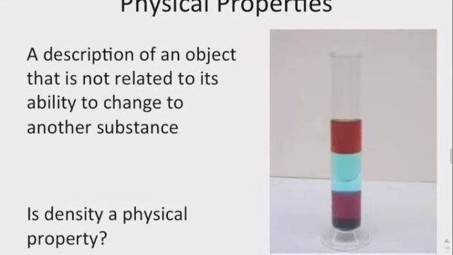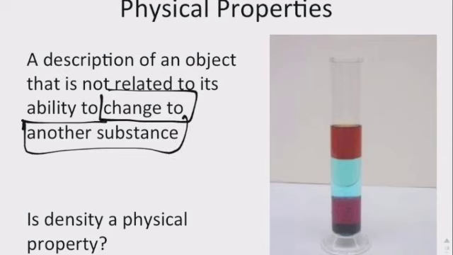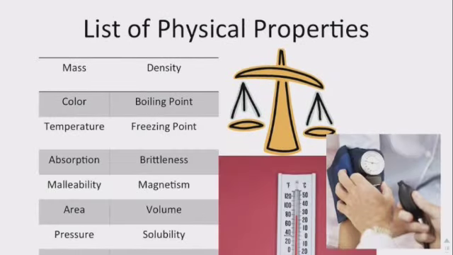Moving on, physical properties. So physical properties, that is a description of an object that is not related to its ability to change to another substance. In question we have there, is density a physical property? When we're looking at these physical properties, it's not related to its ability to change to another substance. So it's a property on how it is, not how it's going to react with something else. So yes, density would be a physical property.